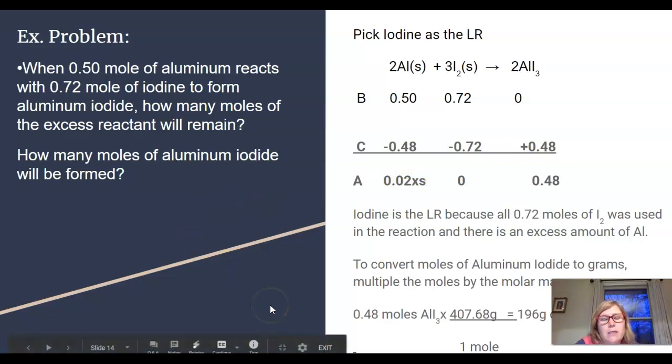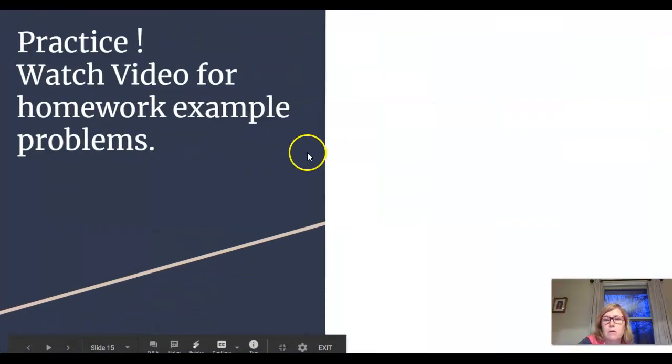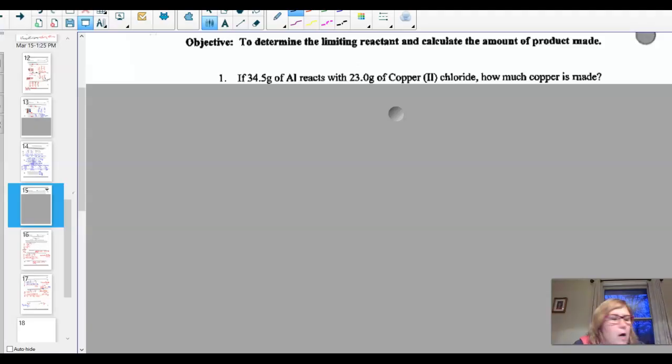So what I'm going to do next is we're going to move to a homework problem, and that would be on page, let's see, I believe it's page 14 in your homework packet, and I'm going to do an example with you on limiting reactants. Okay, so page 14, I believe it's page 14 in your packet. If not, look for this problem.